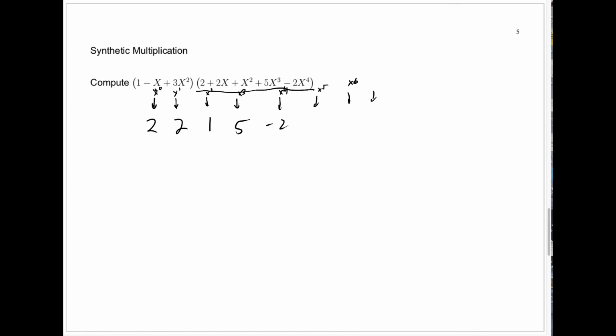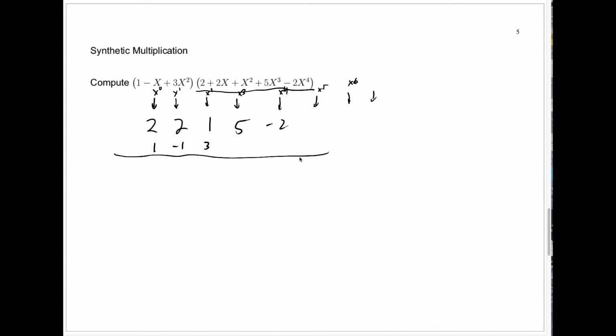But normally you won't write any of this. You'll just write these numbers down. I'm multiplying it by 1 minus x plus 3x squared. That's 1, -1, 3. So this first row of digits represents the coefficients of this second factor. This second row of digits represents the coefficients in that first factor.